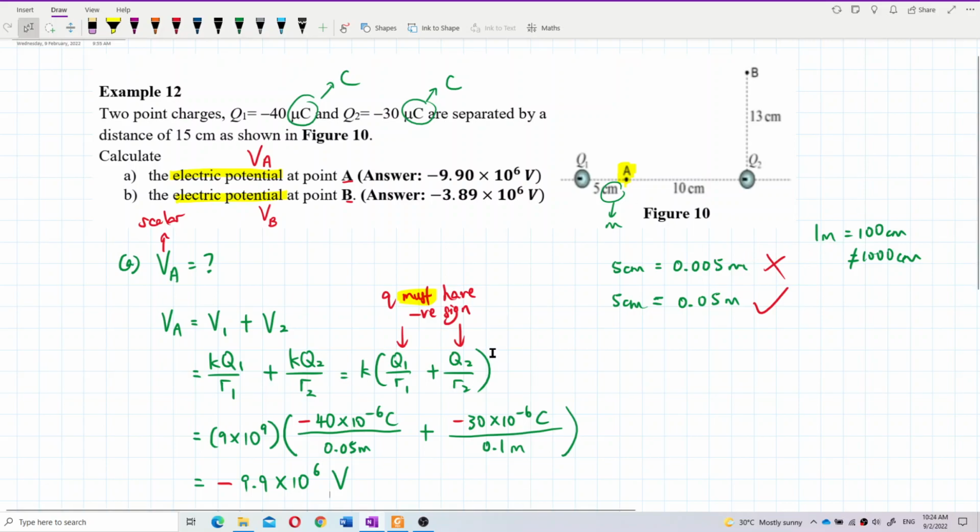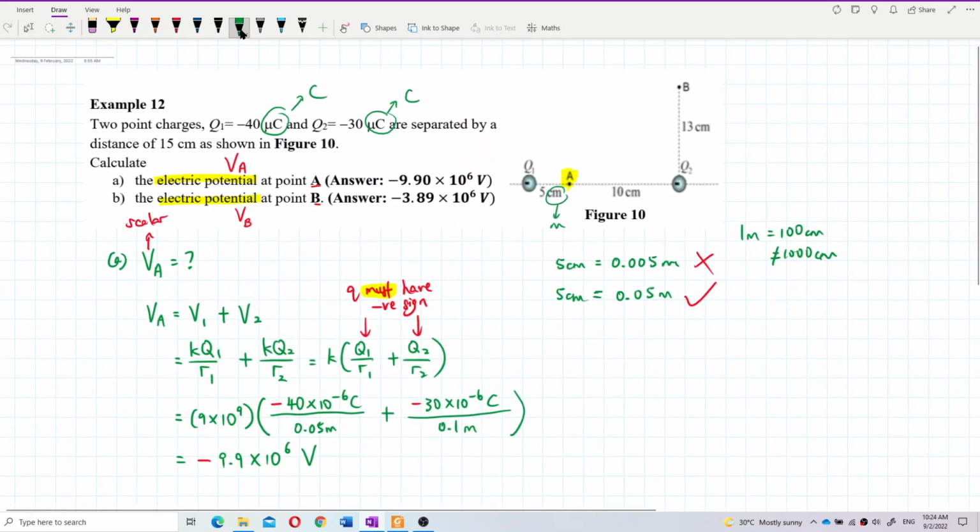All right, so am I right? Is the answer correct? Yes, negative 9.9 exponent 6. That's correct, the answer. Okay, now this one go to the other side. Oh, wait, let me see.